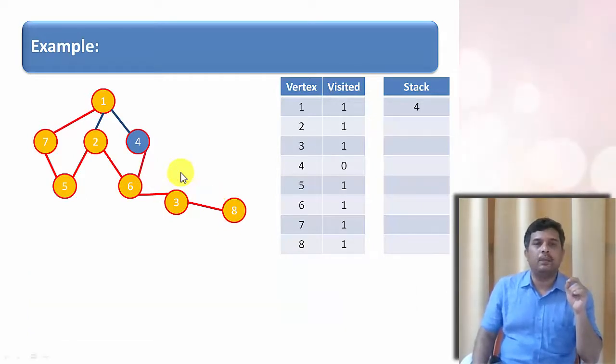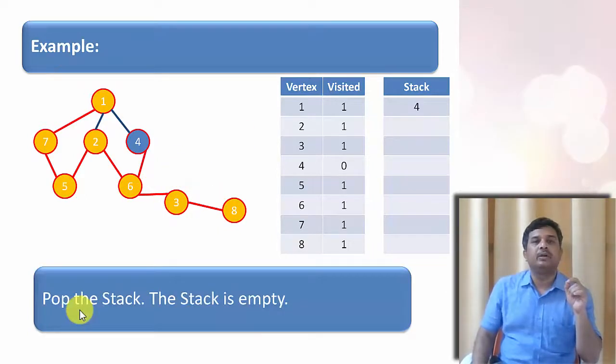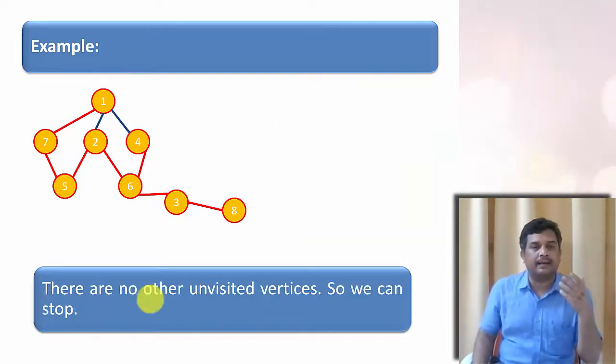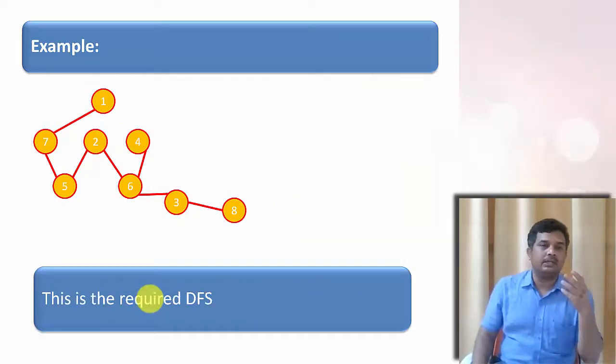On the top of the stack now 4 is there. We'll pop the stack and there is no neighboring element yet to be visited. You can see the stack is empty and all the vertices are visited. It means we can stop the algorithm. So this is our required depth first search.